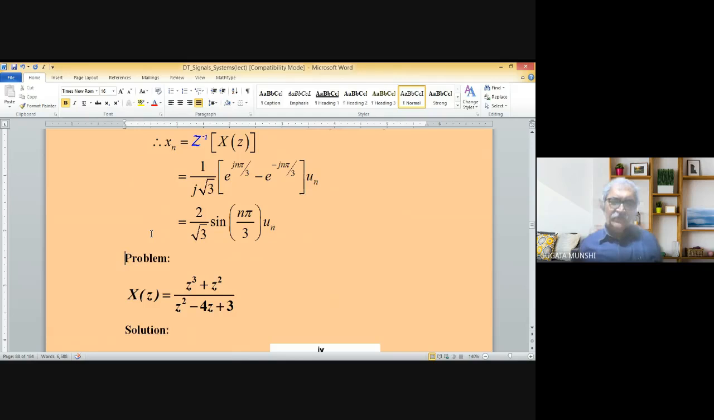Next problem, I have given X(z) as a ratio of polynomials in z, and you have been asked to find out the inverse z transform. It's not written here, but because we are considering problems on inverse z transform, it's implied that you have been asked to find the inverse z transform of X(z). Nothing has been mentioned about the ROC. So you have to consider all possible ROCs, and for each case you have to obtain the inverse Z transform.